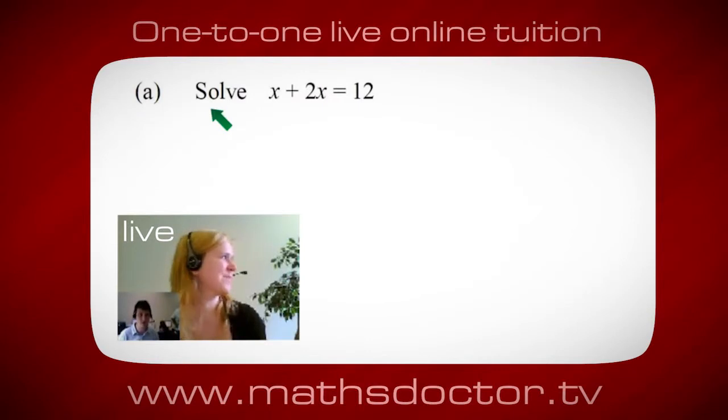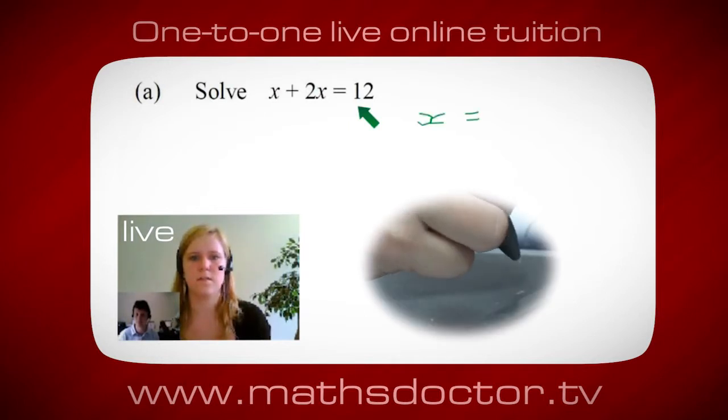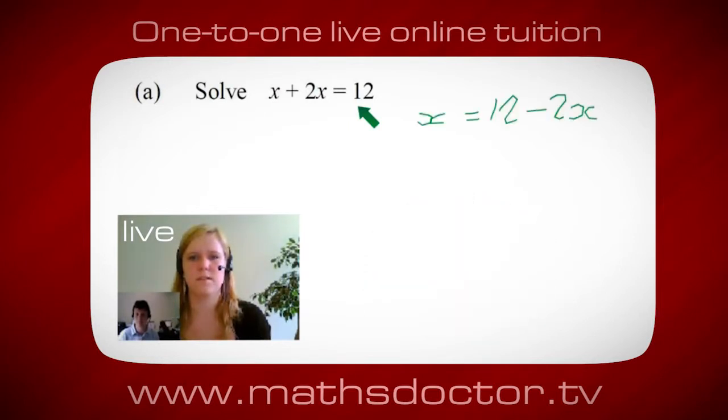Okay, Marie, so let's have a look at this one. So solve x plus 2x equals 12. So what do you think you do first? Okay, well, I want x on its own, so I would put x equals 12 minus 2x. Okay, so a lot of the time we want to get x by itself, but what we want to do first is get all of these x's together. So can you see anything we can do with this?